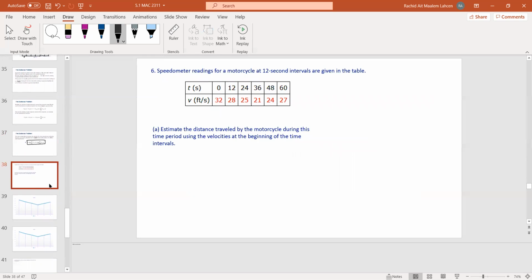So we'll practice a little more, doing example 6 from the homework here. For this one, I dropped the graphs already to explain it. You don't have to do the graphs, but they help for the visual and understanding what's going on. Estimate the distance traveled by the motorcycle during this time period using the velocities at the beginning of the time. So the beginning means the left, right?